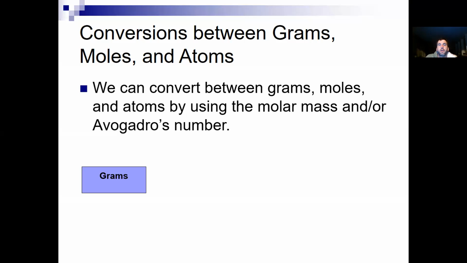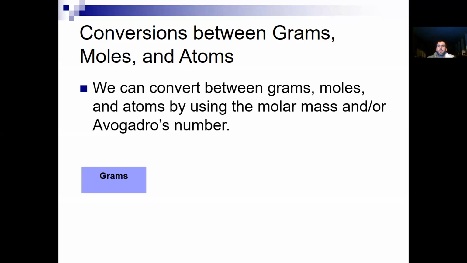Okay, today we're going to apply what we've learned about atoms and molar masses and Avogadro's number, and then put them all together. We can convert between grams, moles, and atoms by using molar mass and/or Avogadro's number. So this flow chart, I would very much encourage you to write down, and write it on its own little piece of paper. You can kind of keep it as a cheat sheet for right now.